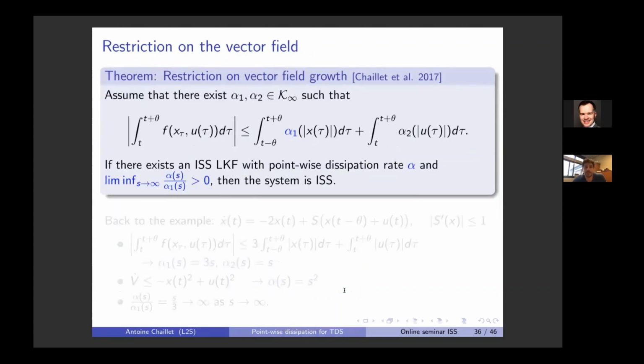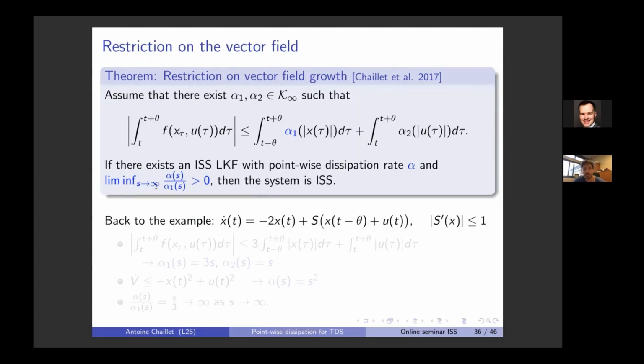The second way is to restrict the vector field itself by assuming that the integral of the vector field is bounded by an integral over a double time interval of the state plus the integral of u. I think that per se, this condition is a rather weak requirement. Most of the vector fields I would have in mind can be decomposed like this. The key condition is that this function alpha1 appearing here, once again, has to be dominated by the dissipation rate alpha around infinity. Otherwise, you might not get iISS. At least, we don't know.